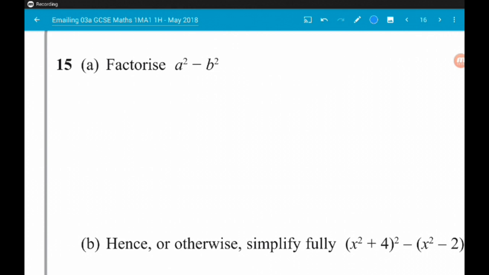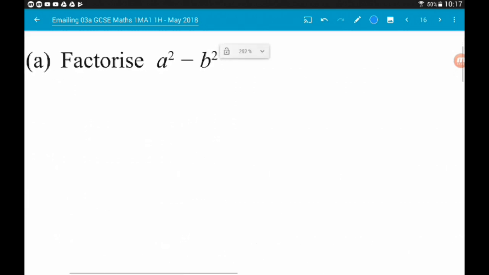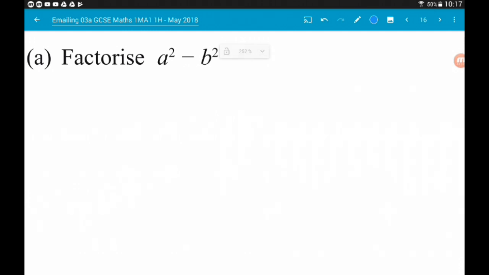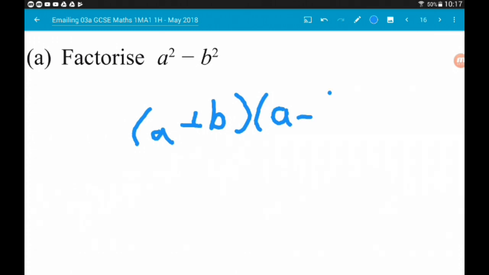Okay, 15a wants us to factorise a squared minus b squared. So this thing is called the difference of two squares. It's a special type of quadratic if it was in terms of x. So this factorises to a plus b times a minus b.